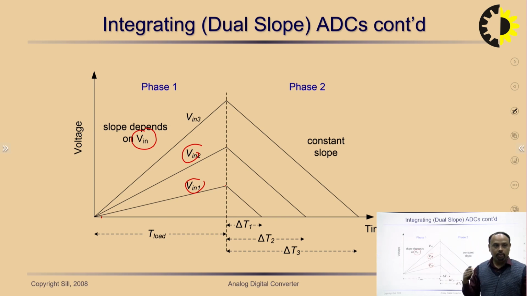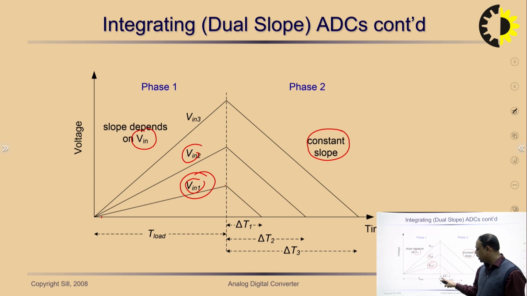Now we fix the RC constant of the integrator, so the slope becomes fixed with the help of the fixed reference voltage. The output voltage is now integrated with respect to the reference voltage, and it takes a different amount of time for different magnitudes of the input signal. For a low amplitude signal, the time is delta T1. For medium it becomes delta T2, which is greater than T1, and for the higher amplitude of the input signal, it is delta T3.